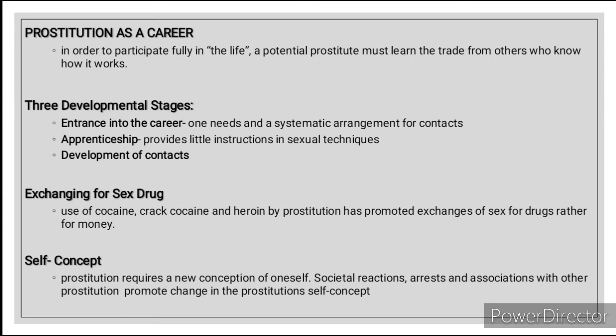The career of a call girl includes at least 3 developmental stages. First, entrance into the career. Second, apprenticeship. Some provide little instruction in sexual techniques, while some women report spending an average of 2 or 3 months working in others' apartments in training situations. Third, development of contacts. The mere desire to become a call girl does not attain this status. Instead, one needs training and a systematic arrangement for contacts.